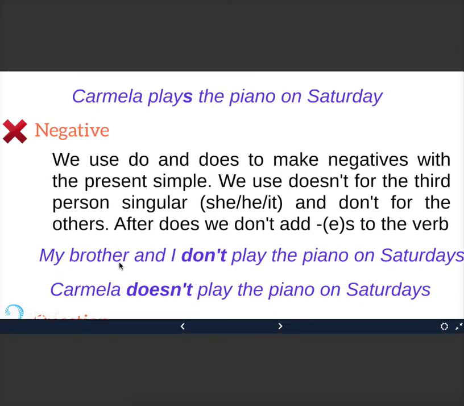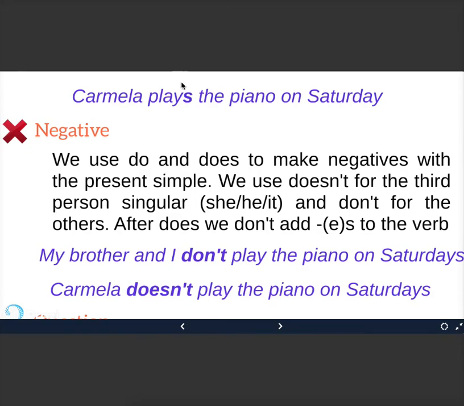My brother and I don't play the piano on Saturdays. So, once again, my brother and I. Two, we have don't because we are two. And we have the verb in the normal way. Or, let's go back to Carmela. Carmela doesn't play the piano on Saturdays. Look at this. I wrote doesn't because it is just one. It is just Carmela. And Carmela doesn't is going to make that play without S.